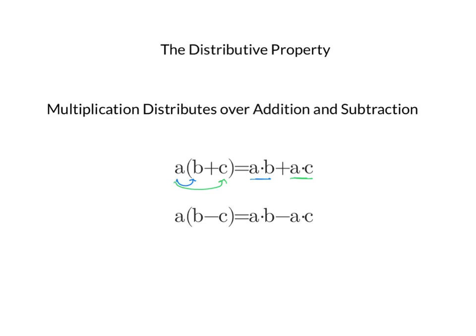Similarly, for subtraction, we multiply a times b and we multiply a times c, and we keep the subtraction sign. So let's go ahead and practice this a little bit more.